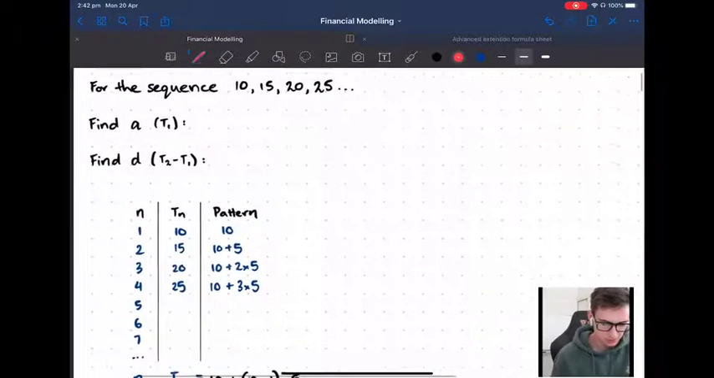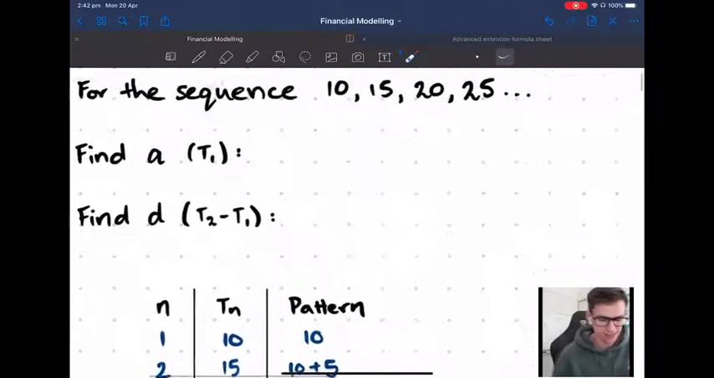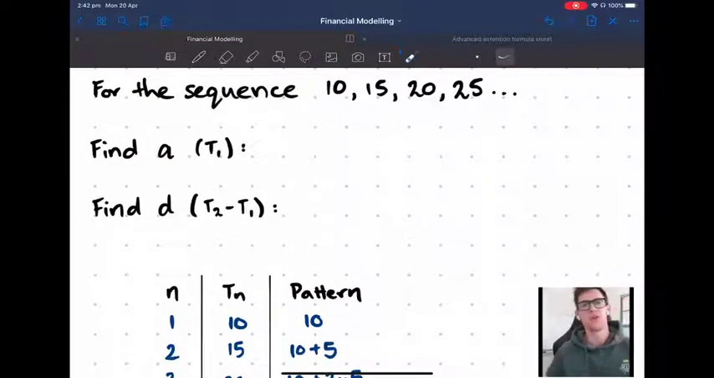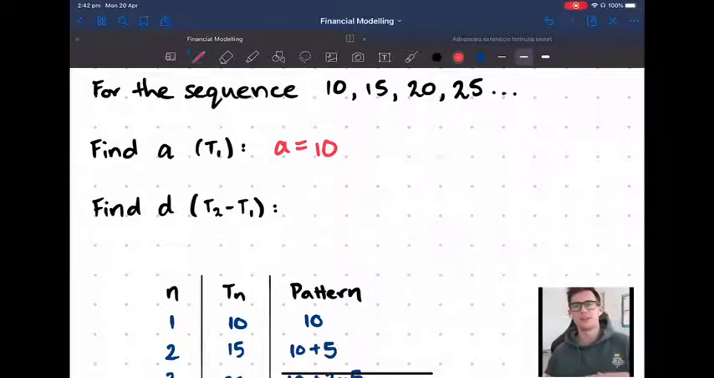Okay, so let's have a look at a couple of examples and how to get some rules and patterns going. If we have this sequence, 10, 15, 20, 25, we're going to find these two things, A and D. A is your first term, T1. It's really easy. Your first term is 10. We call it A when we're using sequence notation. So A is 10. Now D is called the common difference. That's the same as asking, what are we adding on each time, or what's the difference between each term?